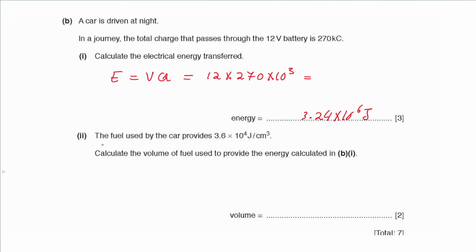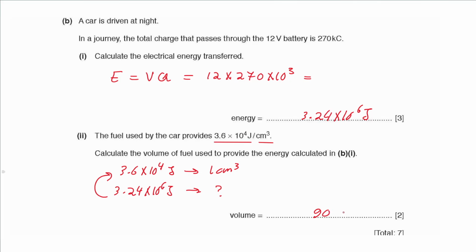Part B double I says the fuel used by the car provides 3.6 times 10 to the power of 4 joules for every 1 centimeter cubed. Calculate the volume of fuel used to provide the energy calculated in B I. We can use cross multiplication. So if 3.6 times 10 to the power of 4 joules are given by 1 centimeter cubed, how many centimeter cubed are used when 3.24 times 10 to the power of 6 joules are used? We can divide this by this. We get an answer of 90 centimeters cubed.